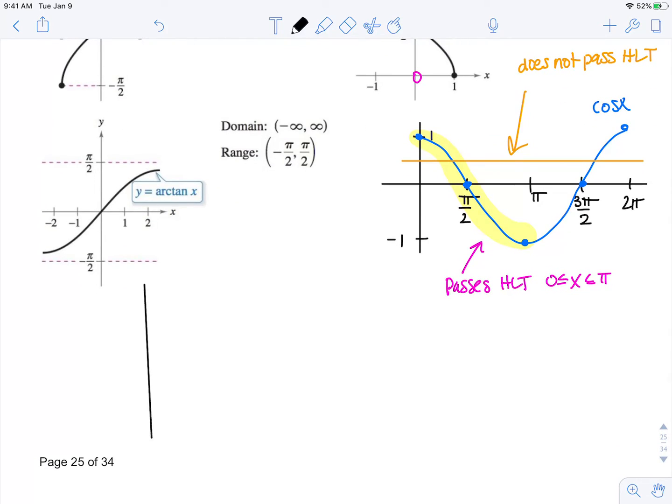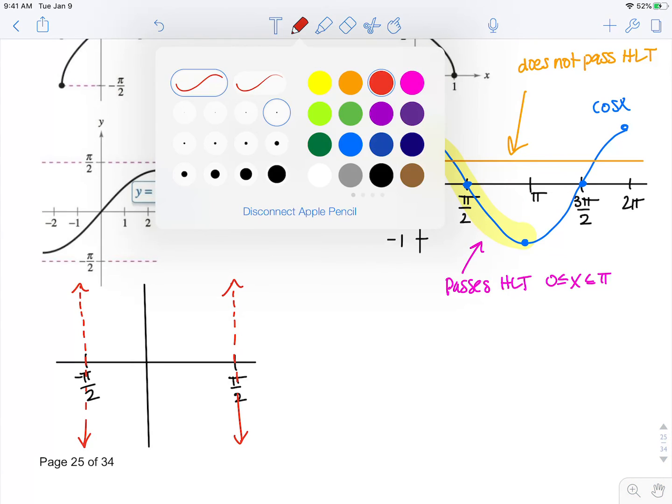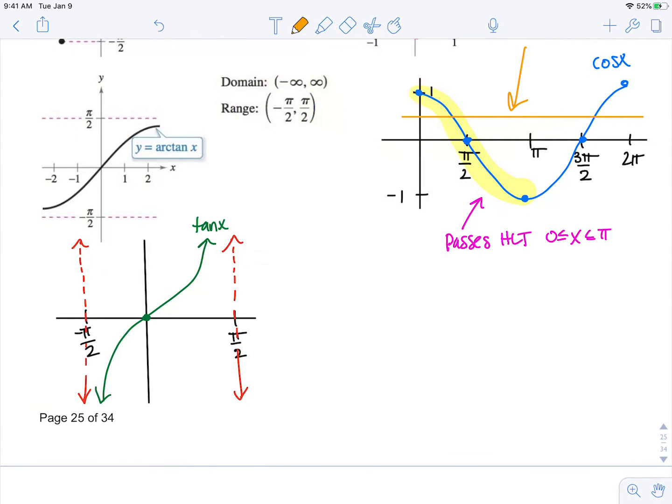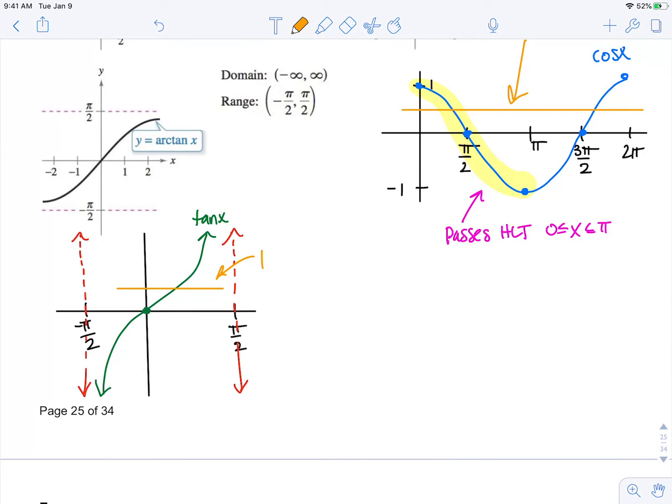Arc tangent, we know that connects to tangent. Now we know tangent has vertical asymptotes at -π/2 and π/2. And tangent starts down and goes up through this 0. So this is tangent x. Now if we focus just on this period, it does pass the horizontal line test on this period.